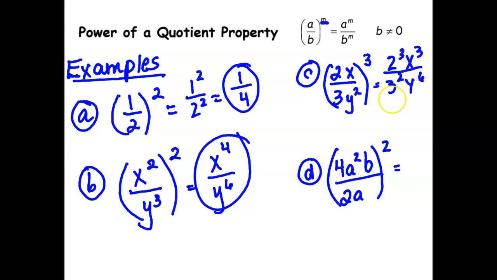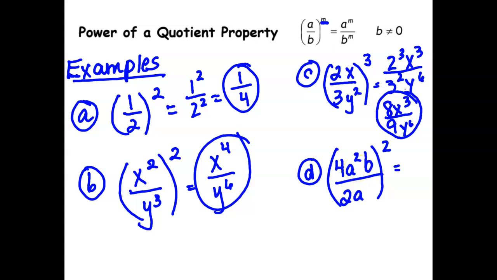So when we simplify, we're going to get 2 to the 3rd power is 8, x to the 3rd, divided by 3 squared is 9, y to the 6th. Okay, and then always make sure, in this case, that 8/9 is reduced. It might need to be simplified, but in this case, it's already done.